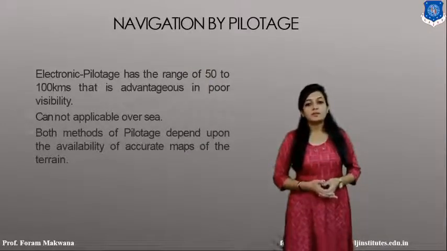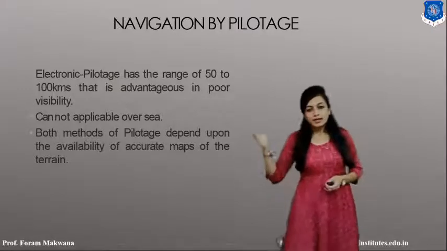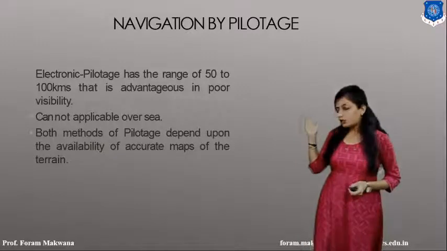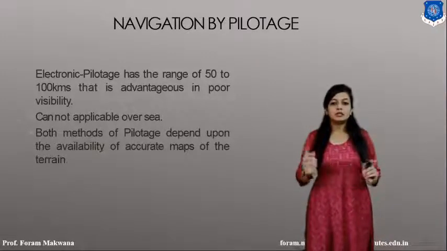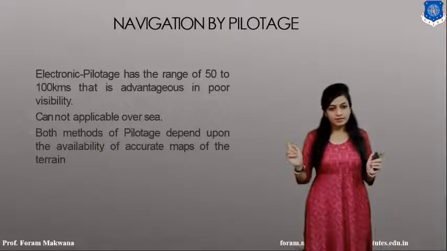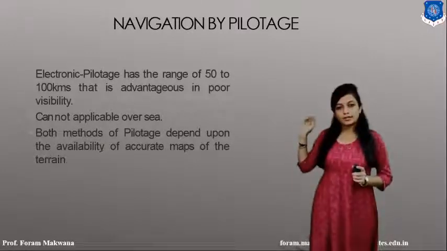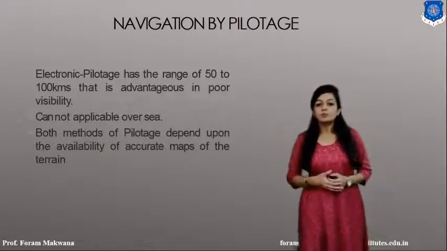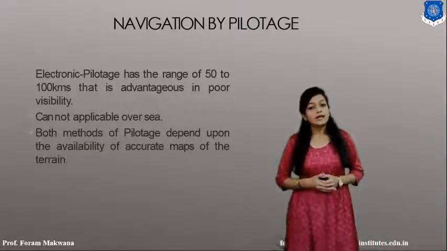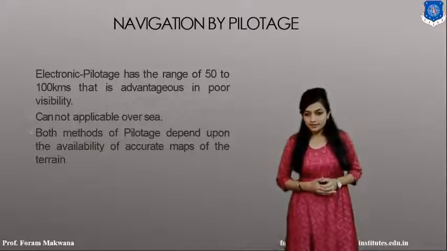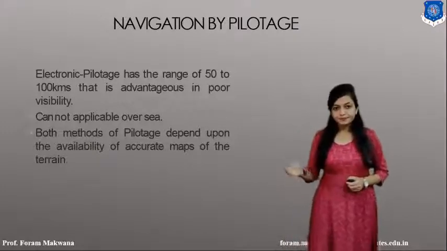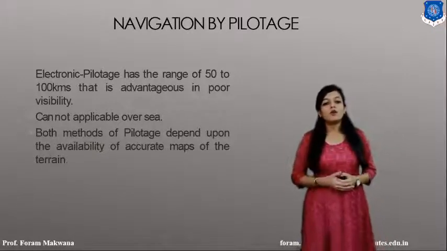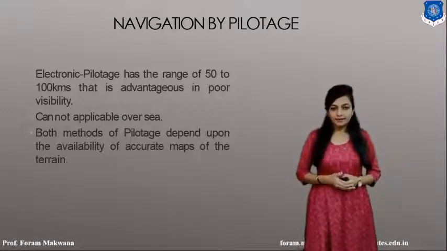In navigation by pilotage, the electronic pilotage radar has a range of 50 to 100 kilometers. That means the total visibility area is from 50 to 100 kilometers. That is advantageous in poor visibility, right? But it can't cover over the sea. Both methods of pilotage depend on the availability of accurate maps of the terrain.